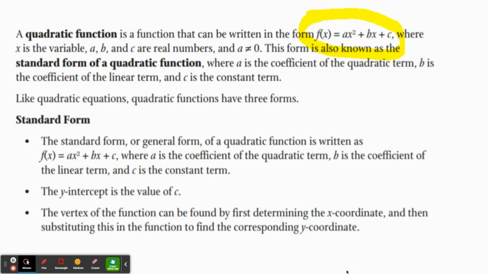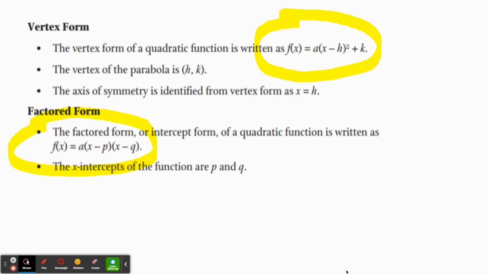A quadratic function can be written in the form f(x) = ax² + bx + c, which is also known as the standard form of a quadratic function. Remember that in the standard form, we have a couple of different things that appear right away. We know that c is going to be the constant term, which is going to turn into the y-intercept, only in the standard form. And then -b/(2a) will get us the vertex.